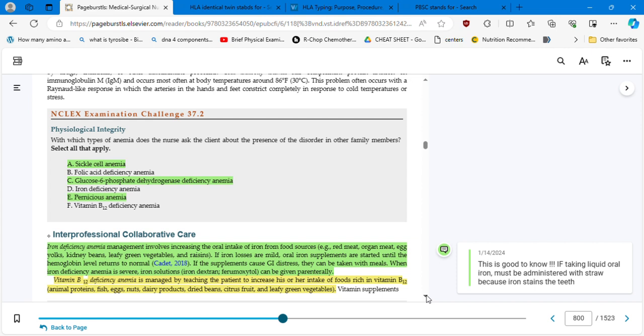Okay, vitamin B12 deficiency anemia. Professor, why is vitamin B12 not in the list? Because that is the consequence of pernicious anemia. It's almost the same, but the umbrella is pernicious anemia. Okay, let's continue.